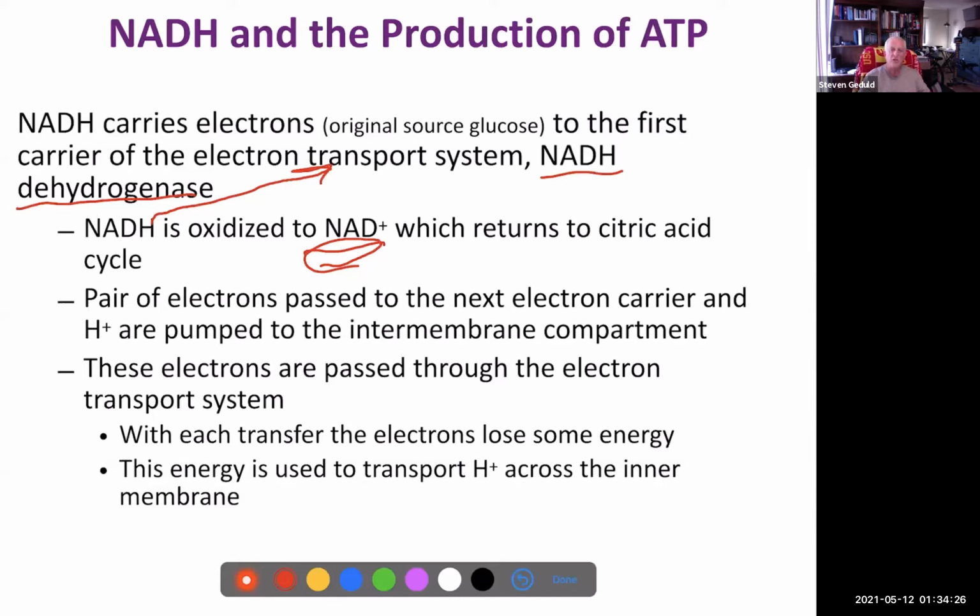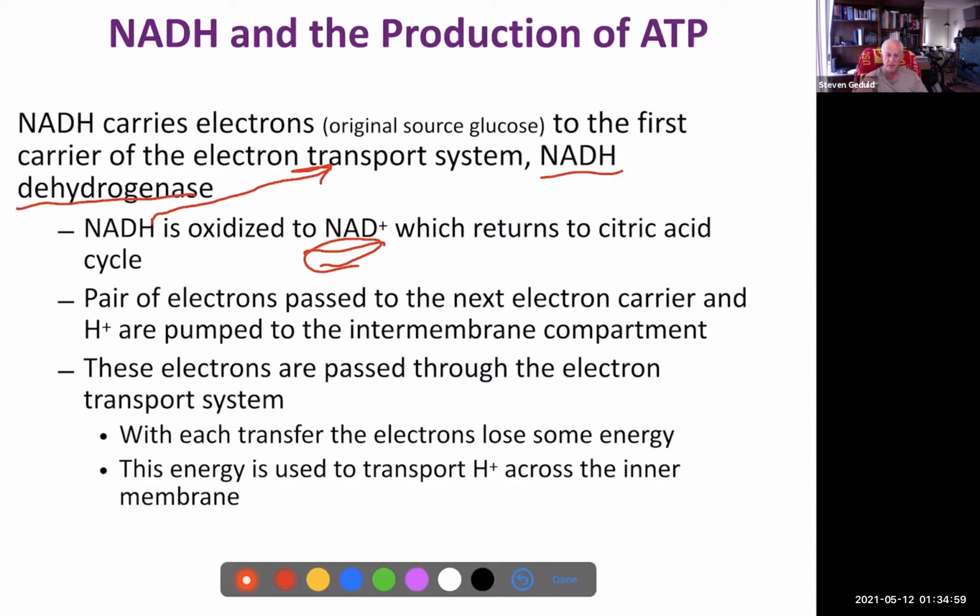A pair of electrons passes to the next electron carrier, and hydrogens are pumped to the intermembrane compartment. That was the space on the side of that membrane you saw. It pumped them out into the intermembrane compartment. Then once they're in the intermembrane compartment, those electrons are passed through the electron transport system from one carrier to the other and generate H+, which runs through the final channel at the end, the FO-F1 complex, the ATP synthase, which converts ADP to ATP.